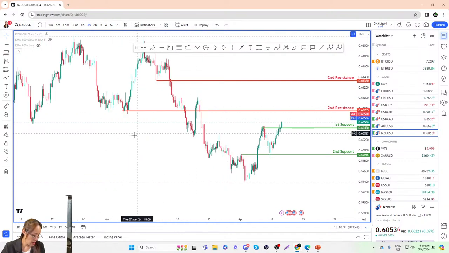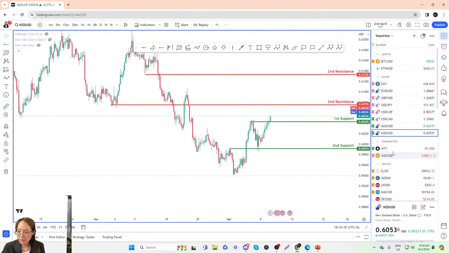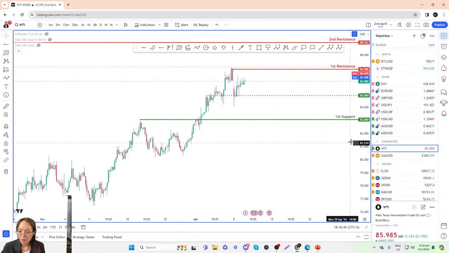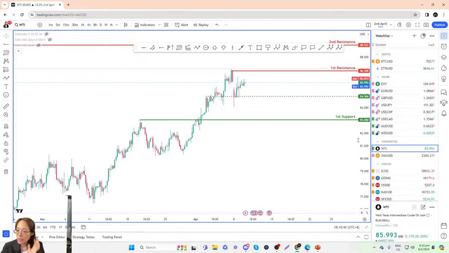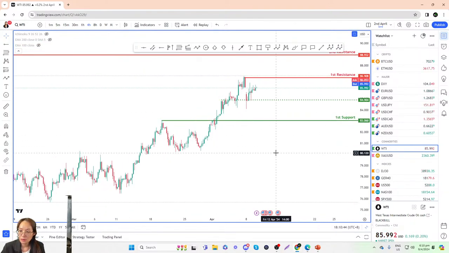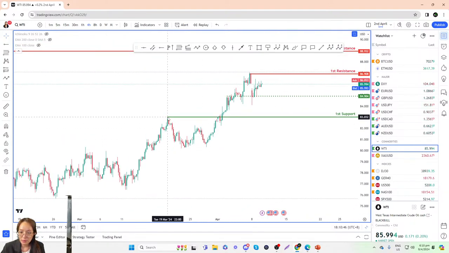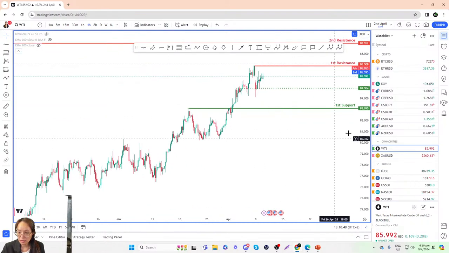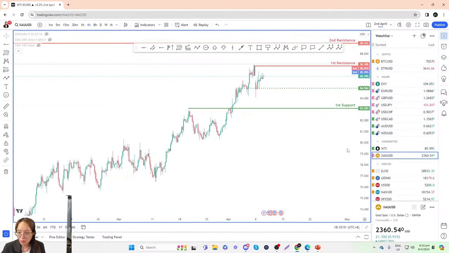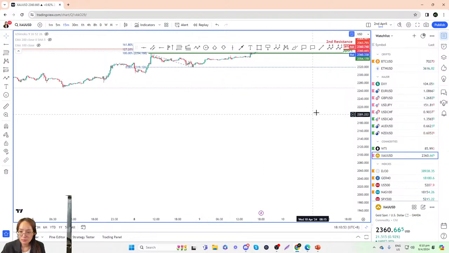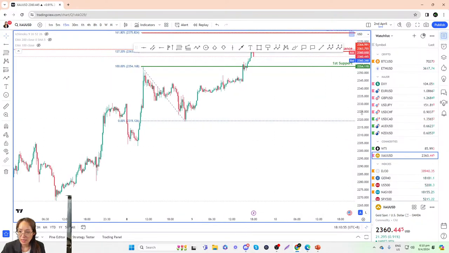Okay. Wow, gold is falling, at least 40 pips already. Okay, I don't trade oil, I never trade oil. I trade only majors and gold. Back to gold again, falling already, guys.